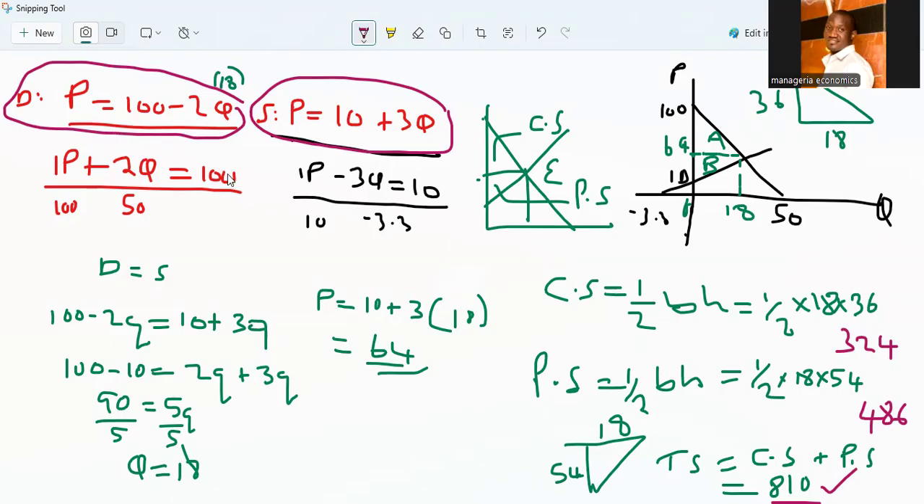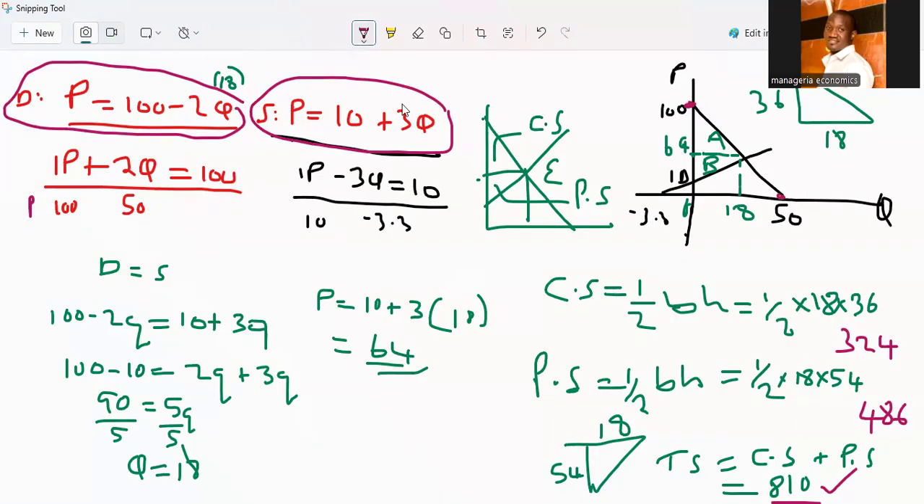The 100 remains here. So there's an invisible 1 there. 1 into 100, it is 100. So on the p, it will cut 100. That's why I went to the p, put that 100 there. Then 2 into 100 is 50. So on the q, it will cut 50. So this is making our demand equation straight line.